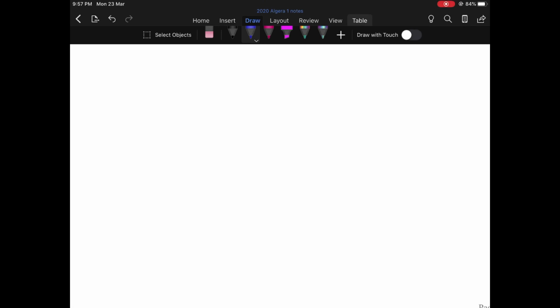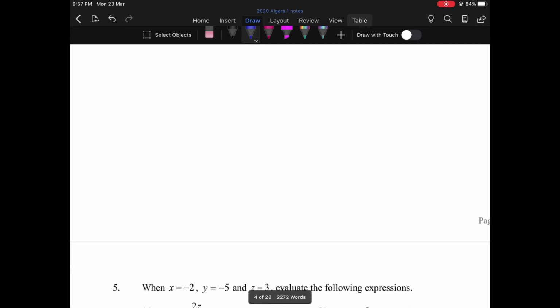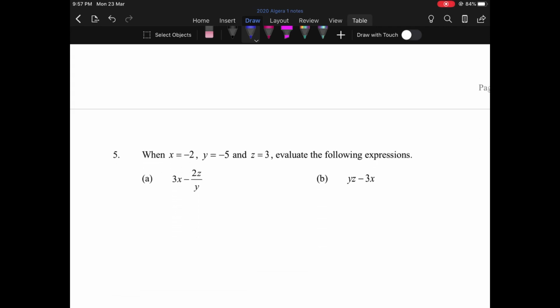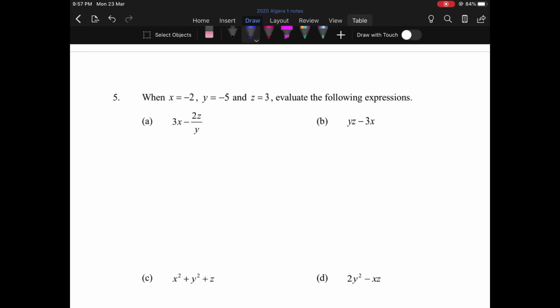Now for question 5, you can pause and try doing it on your own. Okay, so now question 5a. Now x is negative 2, y is negative 5, and z is 3. So 3x means 3 times negative 2, subtract 2 times z. 2 times 3 divided by negative 5. So without using the calculator, you should be getting negative 6, subtract 6 over negative 5.